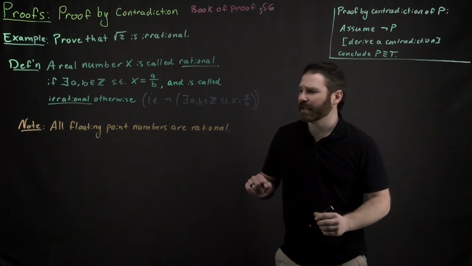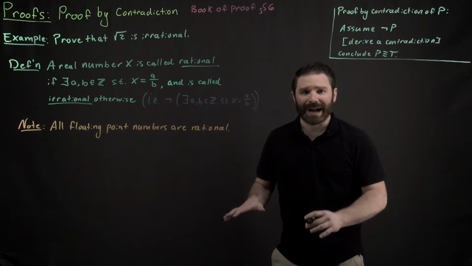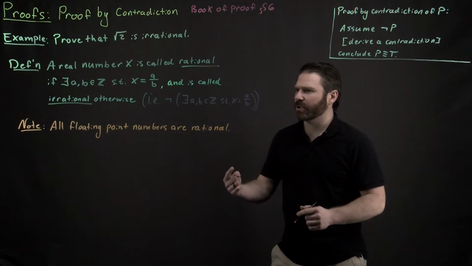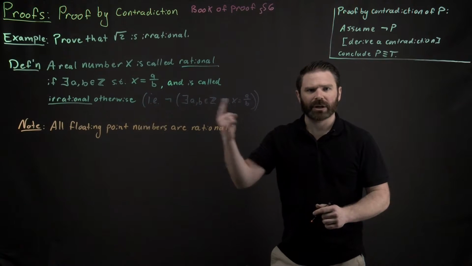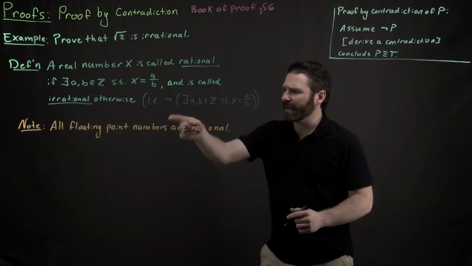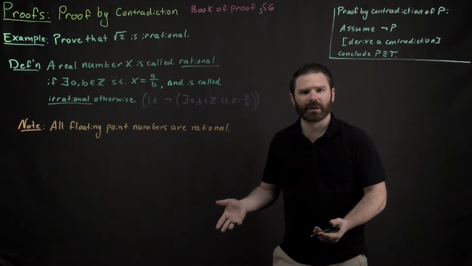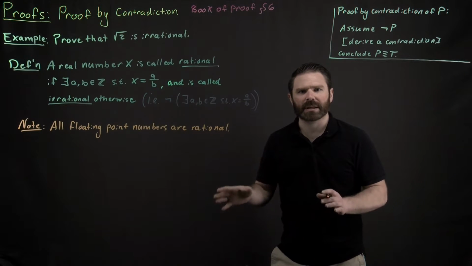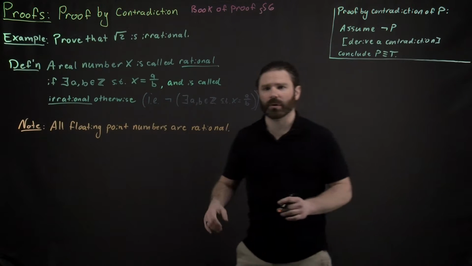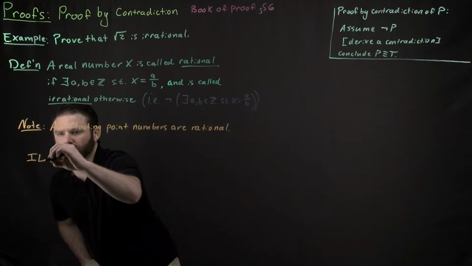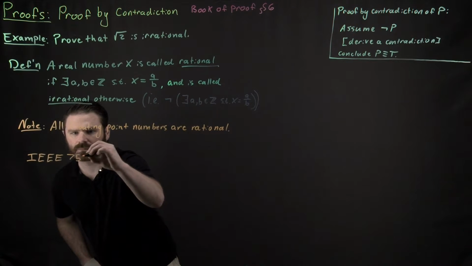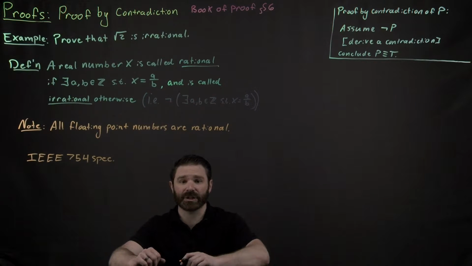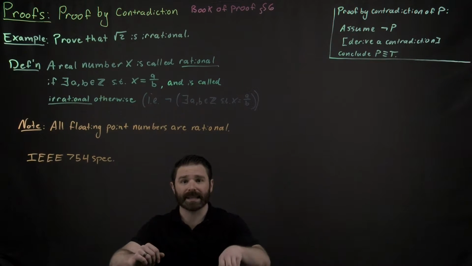all the floating point numbers that you work with are rational numbers. And so if you run into an irrational number, you're going to have a hard time because you can't represent it with a floating point number. Why is this the case? Why are all floating point numbers rational? Well, if you take a look at the specification for a floating point number, our IEEE 754 specification of what it means to be a floating point number is as follows.